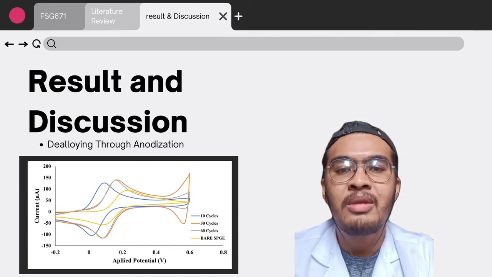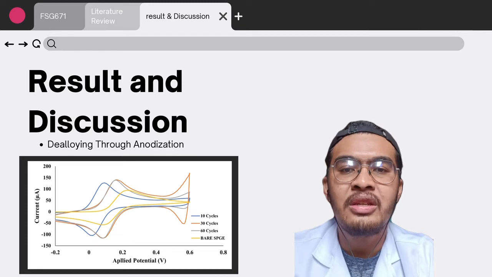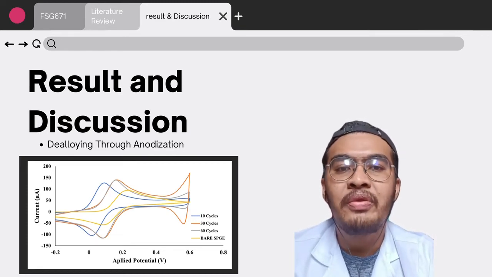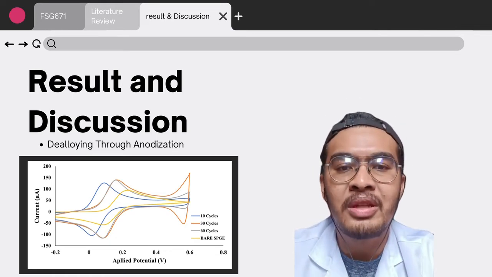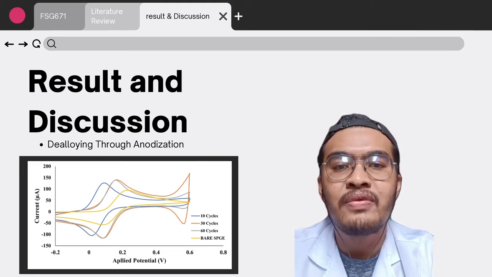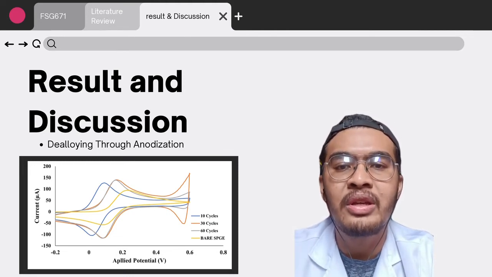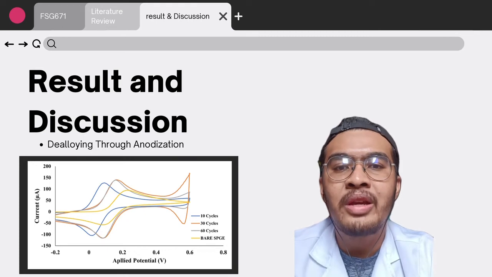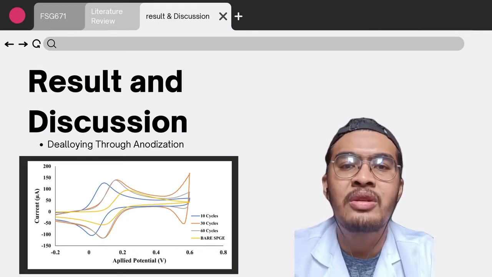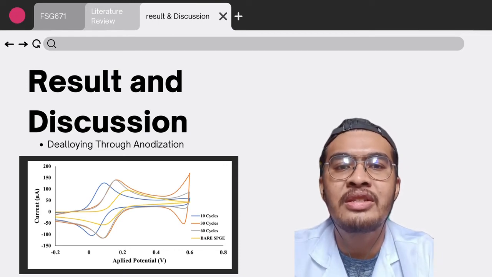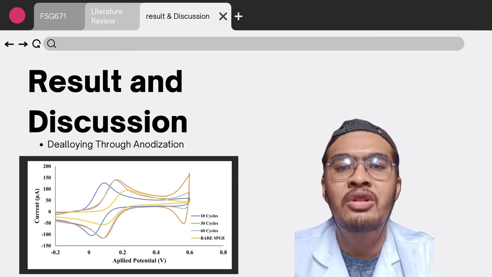The electrochemical performance of gold on SPGE is depicted in the figure that has been provided. The behavior of modified carbon electrodes was investigated by performing cyclic voltammetry in the range of negative 0.2 volt to 0.6 volt in 5 millimolar potassium ferrocyanide at a scan rate of 100 millivolt per second. It was found that bare SPGE gives the least activity towards ferrous or ferric ions reaction since the electrode is least active compared to modified electrodes.